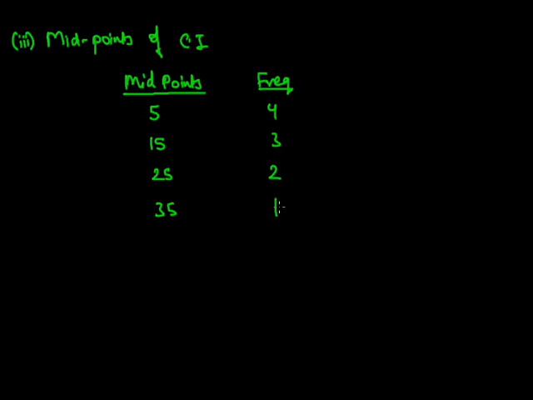Suppose I take the class as 0 to 10. What will be the midpoint in that case? The midpoint will be 0 plus 10 divided by 2, that is 5. So midpoints are given, and we have to convert these midpoints into class intervals. Here the first midpoint is 5, the second is 15. The difference between these two consecutive midpoints is 10.